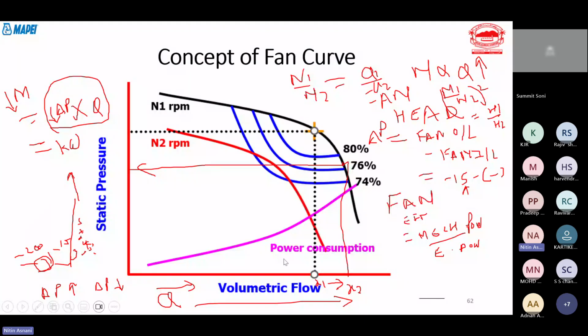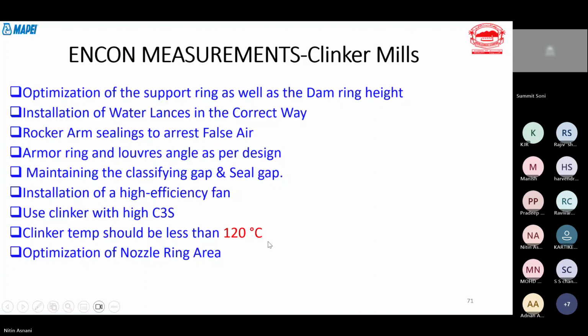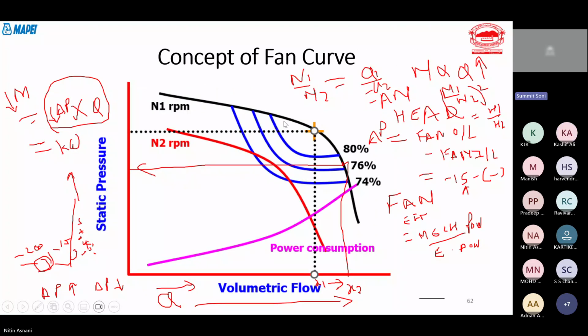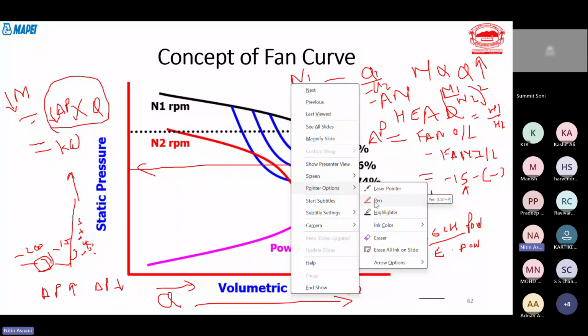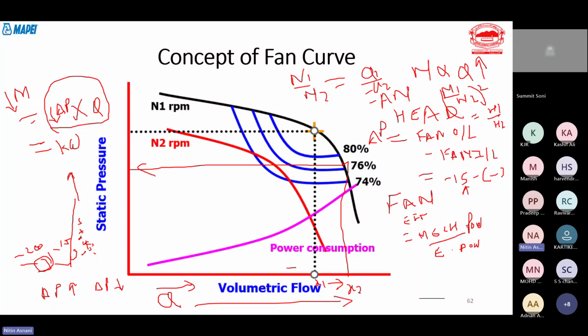Suppose my flow is this. Now suppose my flow becomes x3. What will happen at the same RPM when x3 intersects with this curve? Then what will we get? A new system resistance.